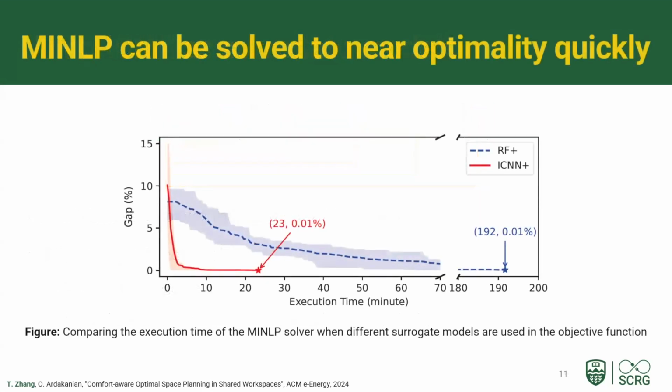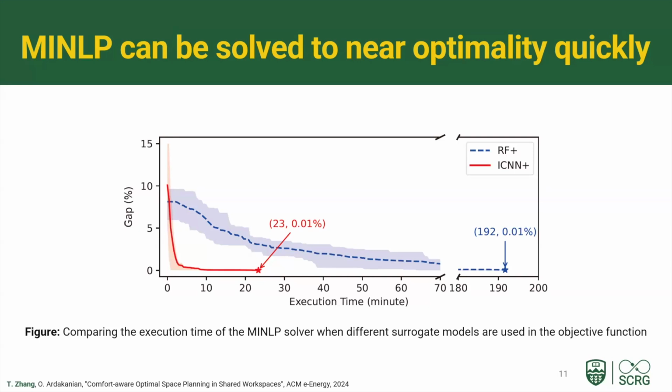So here is a result of why we would need to use a convex function in our objective function. This figure shows a comparison of the execution time required by solving a MINLP problem using convex and non-convex surrogate models. Here we can see that the ICNNs use about 23 minutes to solve the problem to a 0.01 gap between the upper and lower bound. In the meantime, if we use a non-convex version, which is the random forest in our case, it takes about 192 minutes to solve the same problem to the same optimality, because you can see the gaps are the same. They are all at the 0.01% level.